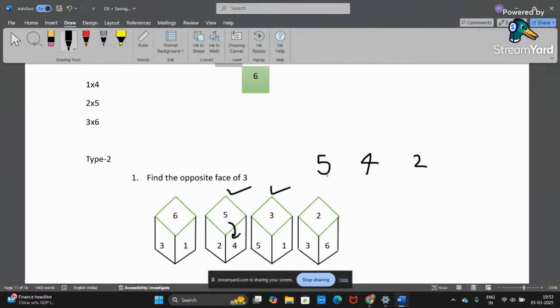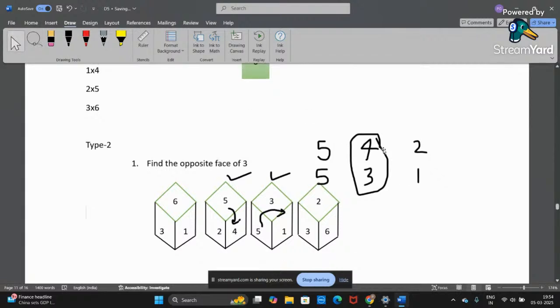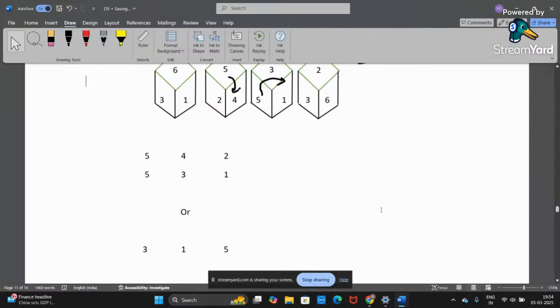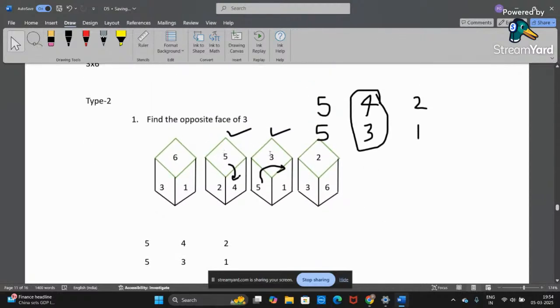Again we take 5, because 5 is the common number between the two cubes. We take it clockwise: after 5 it is 3, after 3 it is 1. What do we need to find? The opposite face of 3. What is there for 3? It is 4, right? 4 is the opposite face for 3. 4 will be your answer. That's all. Easy, right? We have compared this and this.